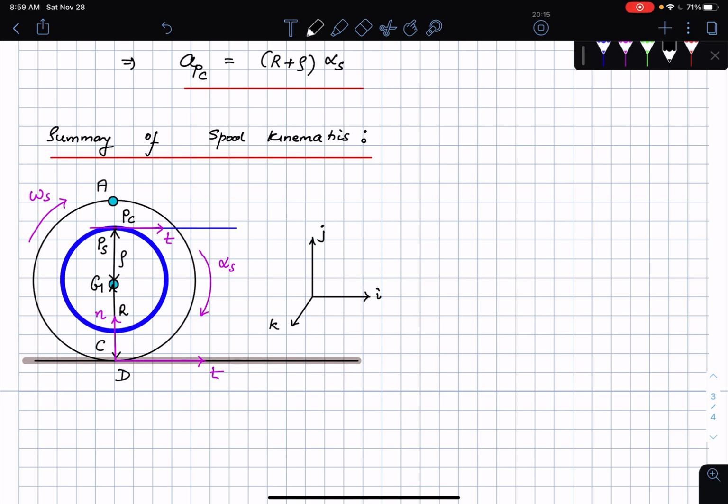First of all, the acceleration of G is r times alpha S in the I direction. Then the velocity of point G is going to be r times omega S in the I direction. Then the acceleration of point P on the cable is going to be the acceleration of PC in the I direction, which is nothing but (r plus rho) times alpha S. This is for the cable. And one more thing, you can find the location of point A, because it is rolling without slip. Maybe let me do that later down the line.